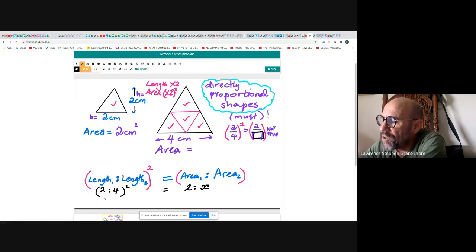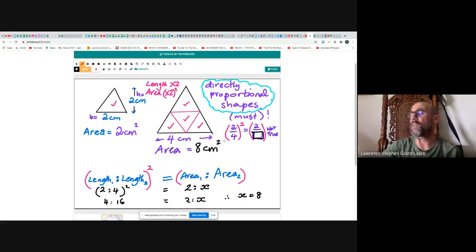Now this becomes 2 squared is 4, 4 squared is 16, is equal to 2 is to X. You can see 4 is to 16 is 1 is to 4. So X must be 4 times bigger. Therefore, X is going to be 8. So the answer is 8 square centimeters. So be careful. If the length doubles, the area doesn't double. The area increases by 4.